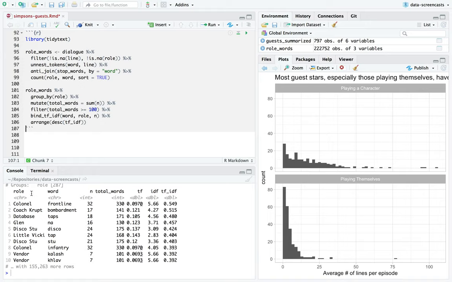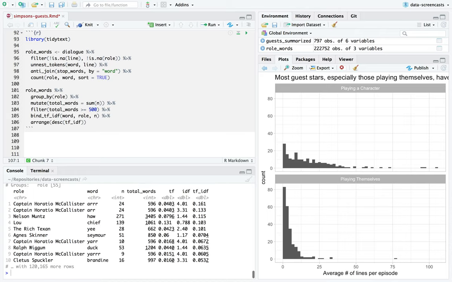All right. So there's a character Kernel that says the word frontline a lot. Code trip says bombardment. And Disco Stew is a recurring one-joke character who talks about himself in the third person a lot. We're seeing some repeated jokes here. And if we look at an even higher threshold, Nelson saying ha-ha, or Agnes, Seymour Skinner's mother, saying Seymour.